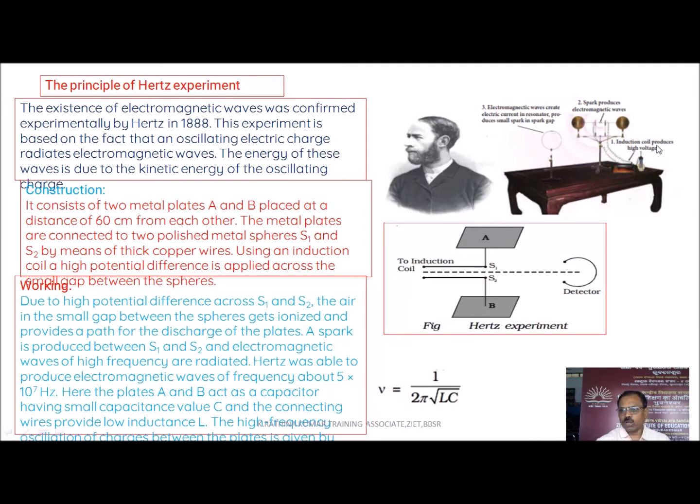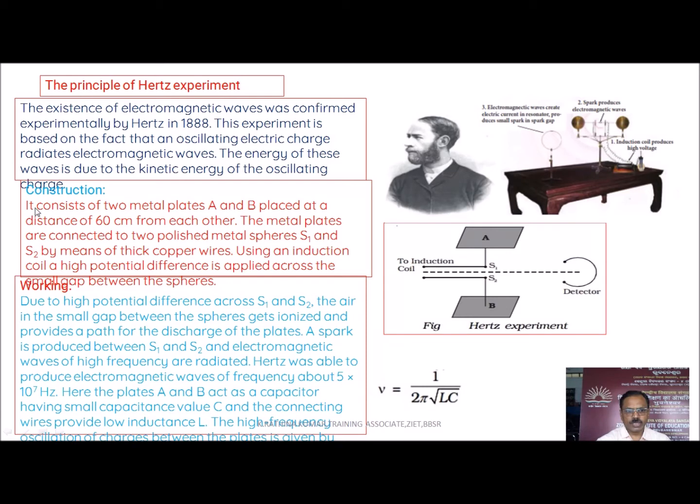Number one, the induction coil produces high voltage. This is the coil. Second, the spark produces electromagnetic waves. And third, the electromagnetic waves create an electric current in the resonator, producing a small spark in the spark gap between S1 and S2. So this is the diagrammatic representation. This is the experimental setup made by Hertz.